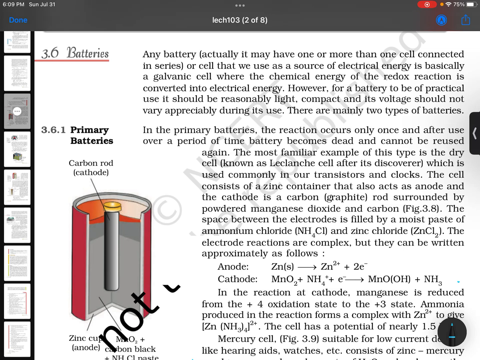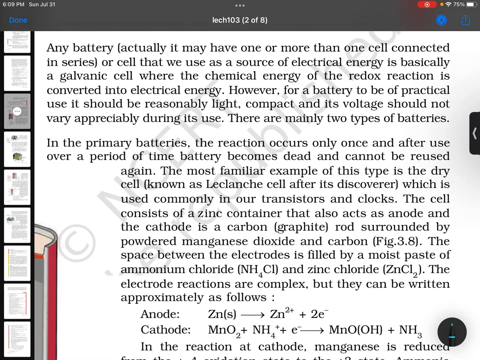In electrochemistry, particularly the batteries part, you need to be very perfect in NCERT. So I'm taking NCERT as it is. This is the NCERT book only. I just want to read this NCERT.